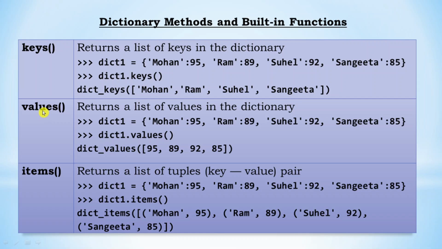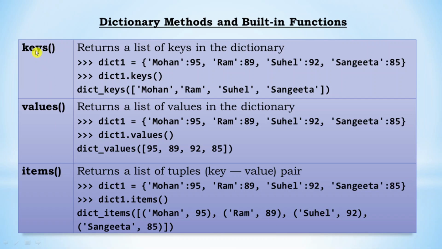Next function, values, returns the values in the dictionary. dict1.values returns the values 95, 89, 92 and 85 from the dictionary dict1. Next function, items, returns a list of tuples, that is, a key value pair. For example, dict1.items returns a list of tuples. The first element in the tuple is Mohan 95, then Ram 89, Suhail 92 and Sangeeta 85.